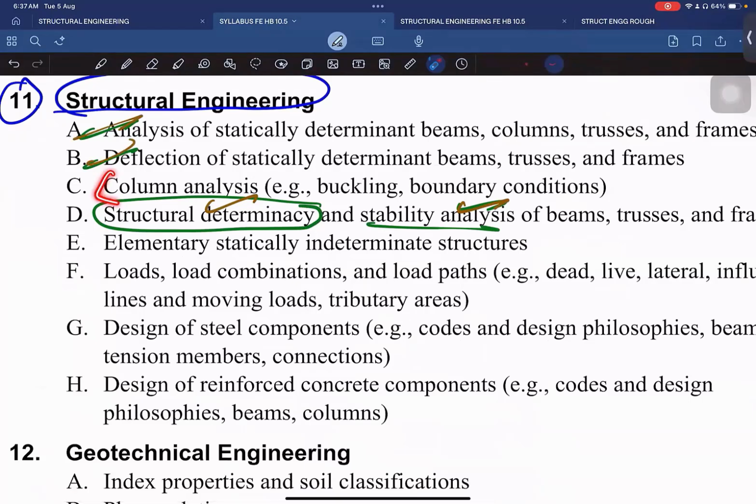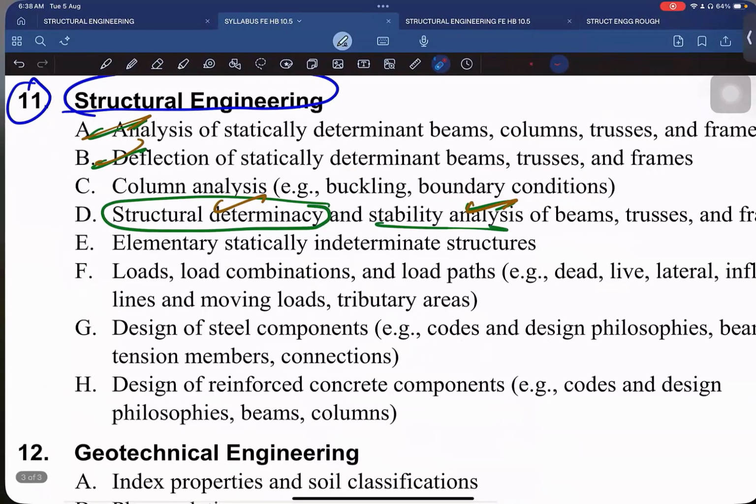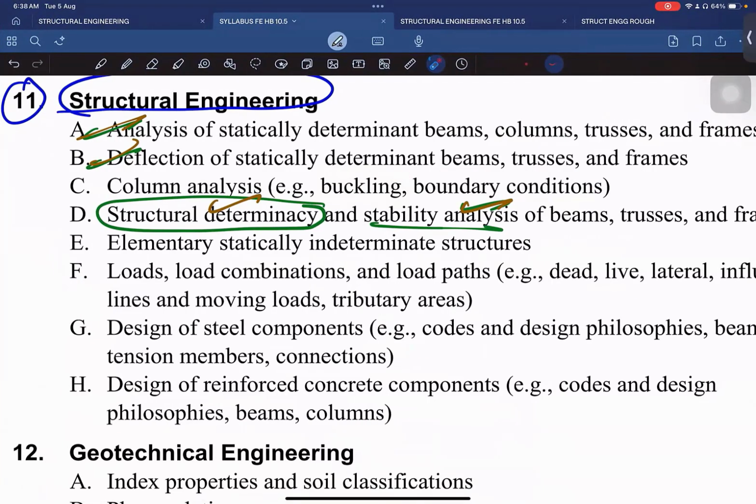Next, column analysis, that is buckling and boundary conditions. It is very simple. Can you guys tell what is this buckling of a column? Is it breaking, or something different from breaking? Failure of the structural element, like a column. Deformation of the structure. Yes, deformation, I agree. Failure before breaking point. It happens only on columns.